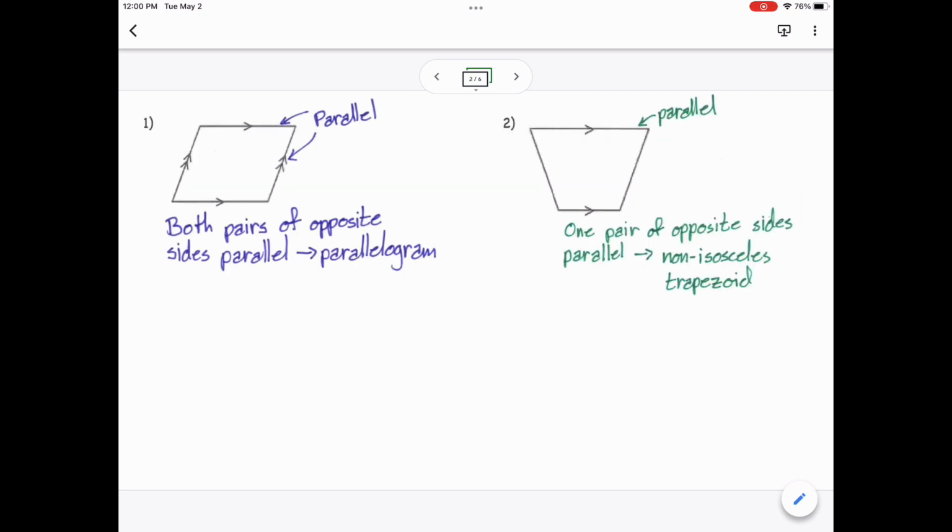So 1 we would consider a parallelogram because of the 2 opposite pairs. Number 2, we only have 1 pair, and we don't know if the sides are equivalent, even though they kind of look that way, so we have to classify it as a non-isosceles trapezoid.